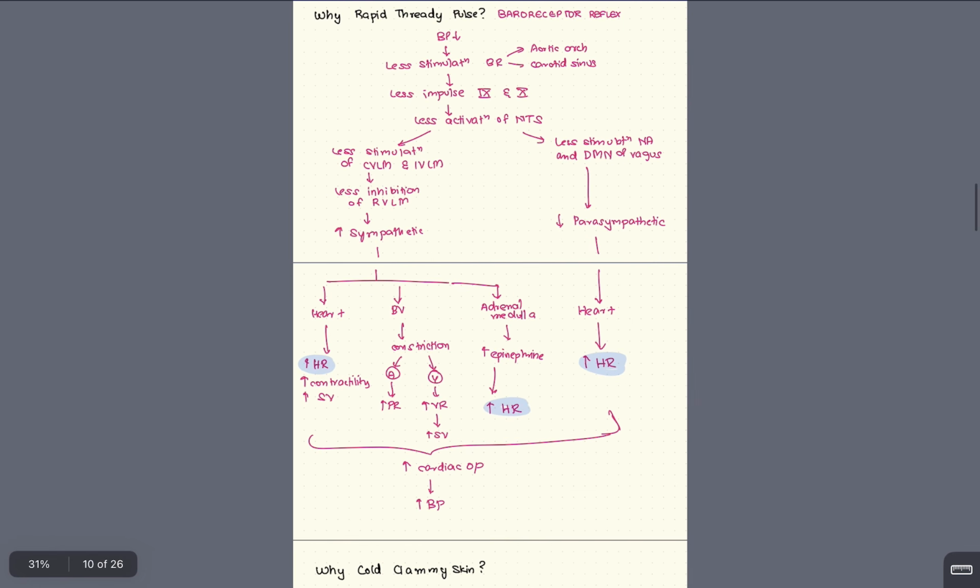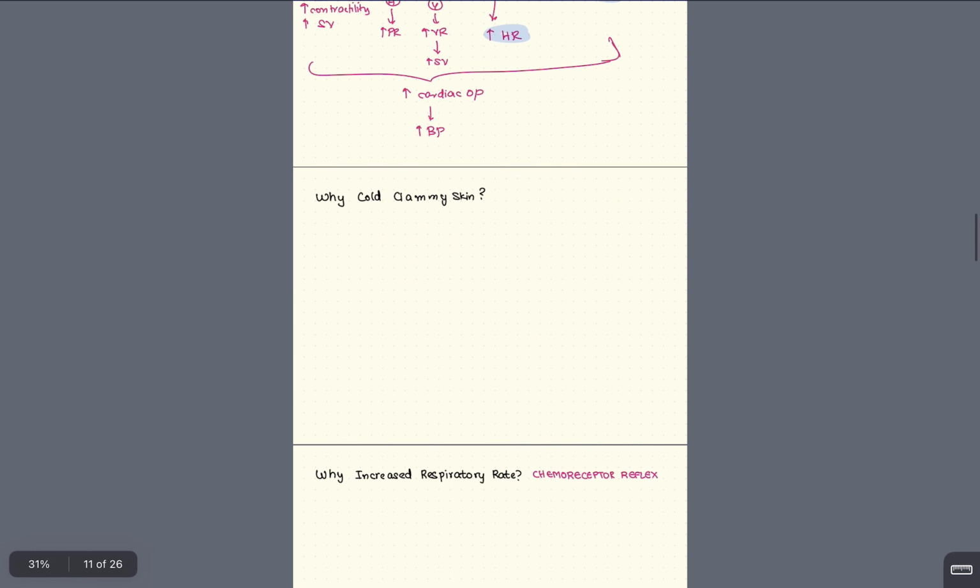Okay, hope it is clear. Now next we are going into why is there a cold clammy skin.